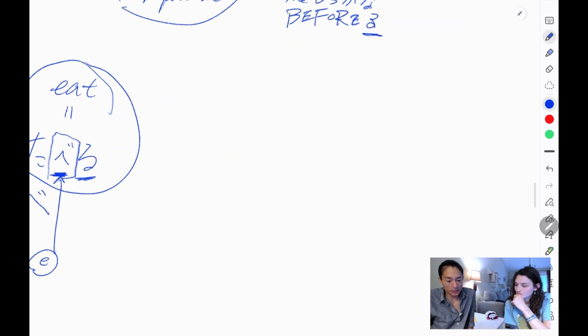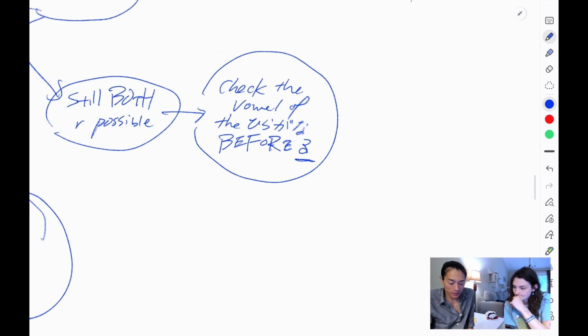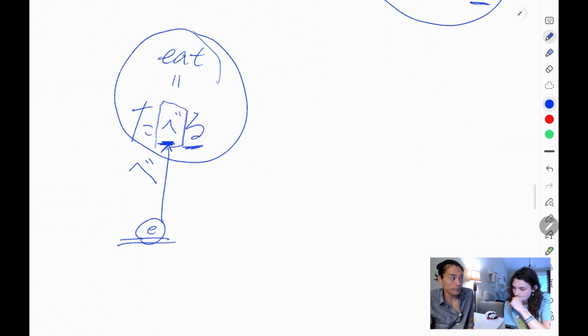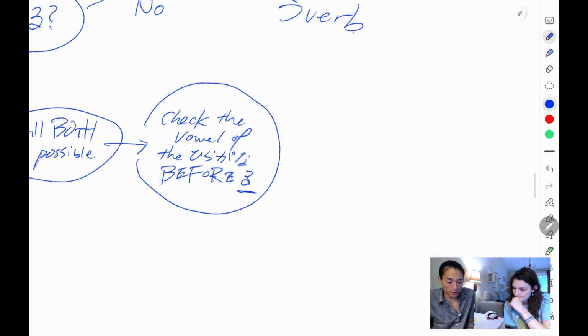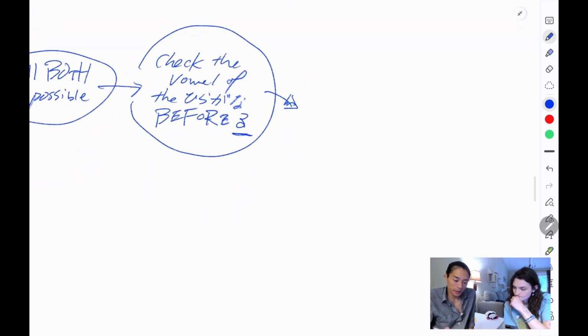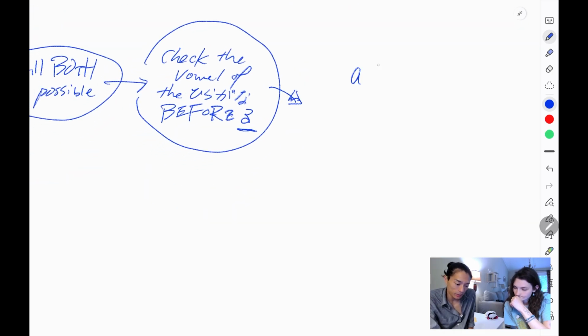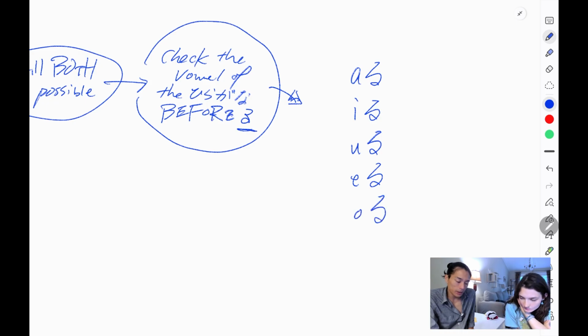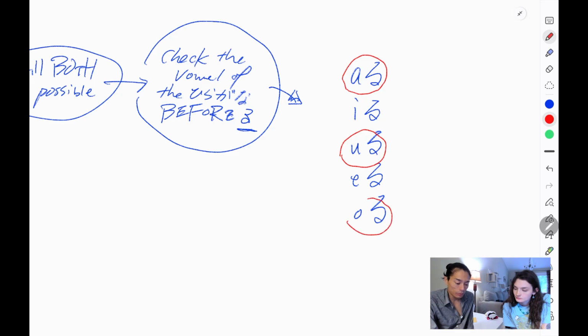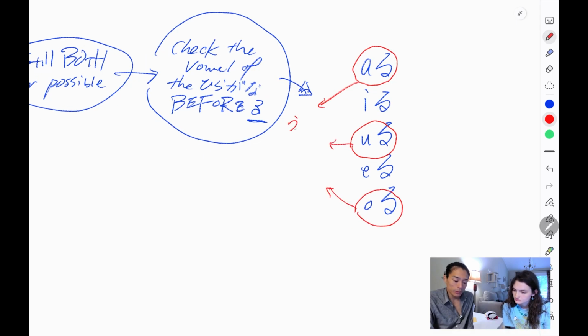So for this verb, the vowel we found out is e, right? When you figure out the vowel of the hiragana before ru, you have to put it here. Of course, there will be 5 options: a-ru, i-ru, u-ru, e-ru, o-ru. These 3, a-ru, u-ru, o-ru, belong to the u verb group, 100%. So, naturally, the rest will be i-ru and e-ru. This will be ru verb.